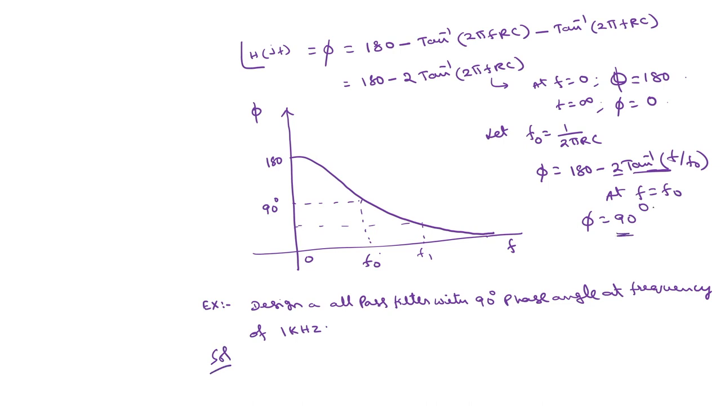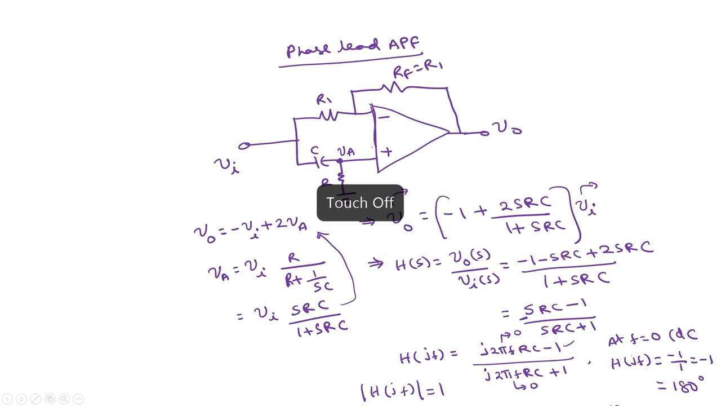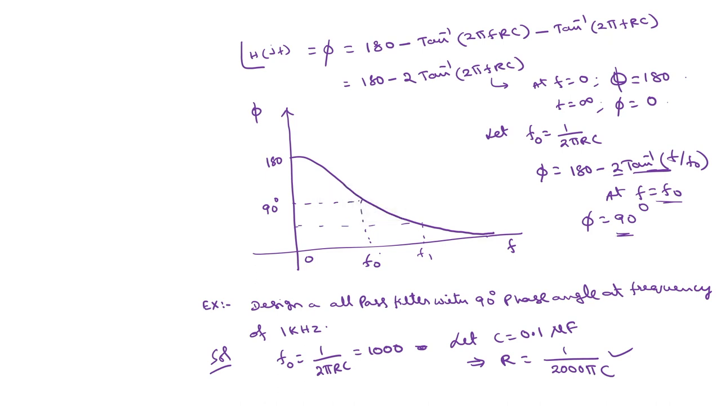as you have seen, 90 degrees will occur at f is equal to f naught. What is f naught? It is equal to 1 by 2 pi R C. This should be equal to 1000. So, let C is equal to 0.1 microfarads. In place, you can calculate R is equal to 1 by 2000 pi C. You can find out this R value. So, you can set this R and C values here. And this R1 is equal to Rf, you can take some say 10 kilo ohms. Okay. This is the design of this all pass filter, which will give 90 degrees phase angle at 1 kilohertz frequency. This is all about the design of filters.